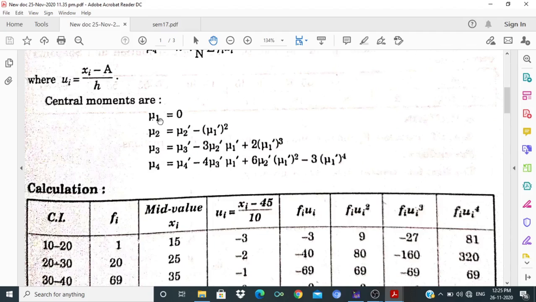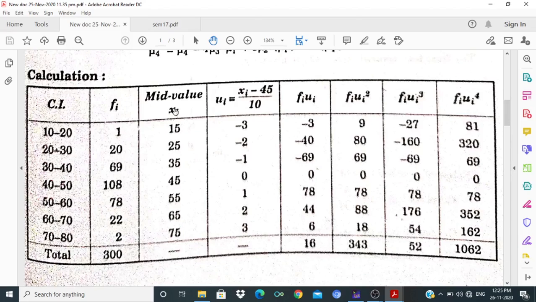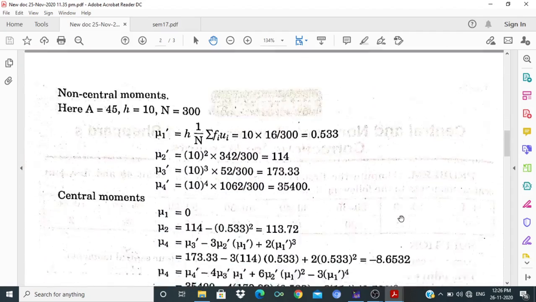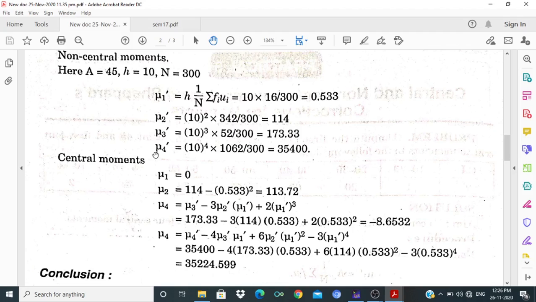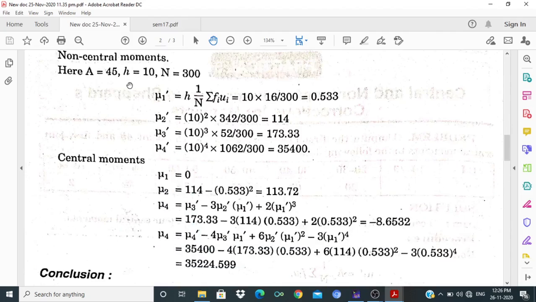The central moments are, these are the first 4 central moments. First, for the given data, we need to find the mid value and the deviation u, fi ui, fi ui square, fi ui cube, fi ui power 4, and the summations. This is sigma fi, and these are sigma fi ui, fi ui square, fi ui cube, fi ui power 4. By using these summations, we can find the first 4 non-central moments. A is equal to 45, and h is 10, the class interval.